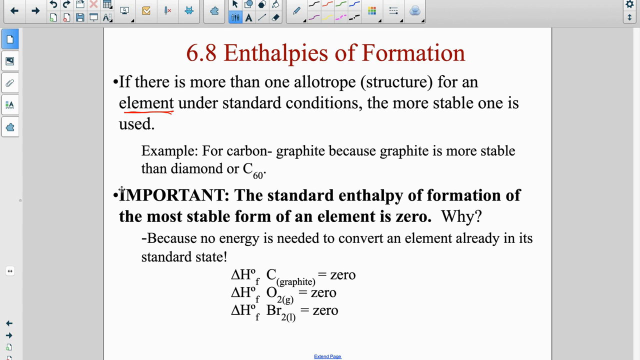And an important thing to remember with enthalpies of formation is that if you're in the most stable form and you're at standard state, that enthalpy is 0. The enthalpy of formation of carbon graphite is 0 because no energy is needed to convert it to its standard state. O2 gas, 0. So any element in its standard state, the heat of formation is 0.